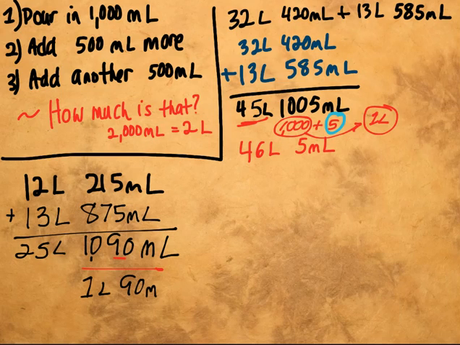You like how I did that fancy little switch of pen colors? So do I. Oops, sorry about that. So 25 liters plus 1 liter. So in total, I end up with 26 liters, 90 milliliters.